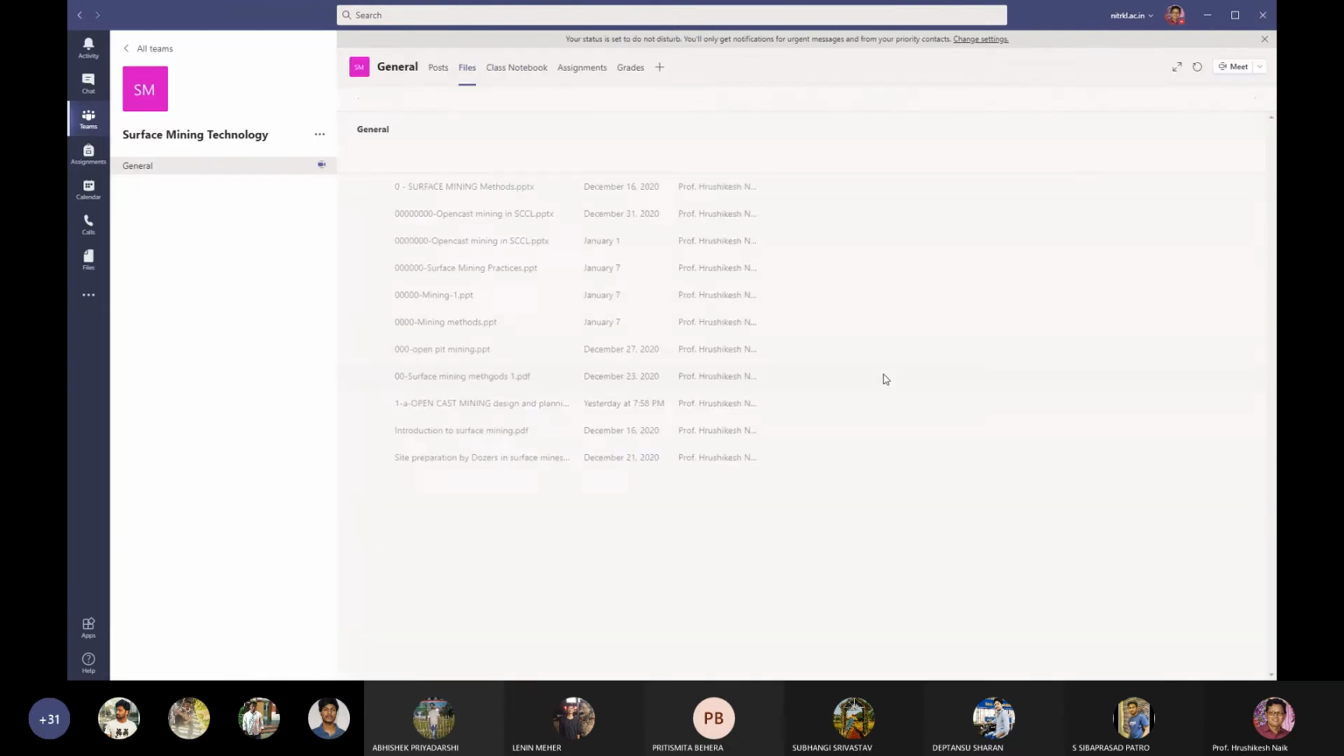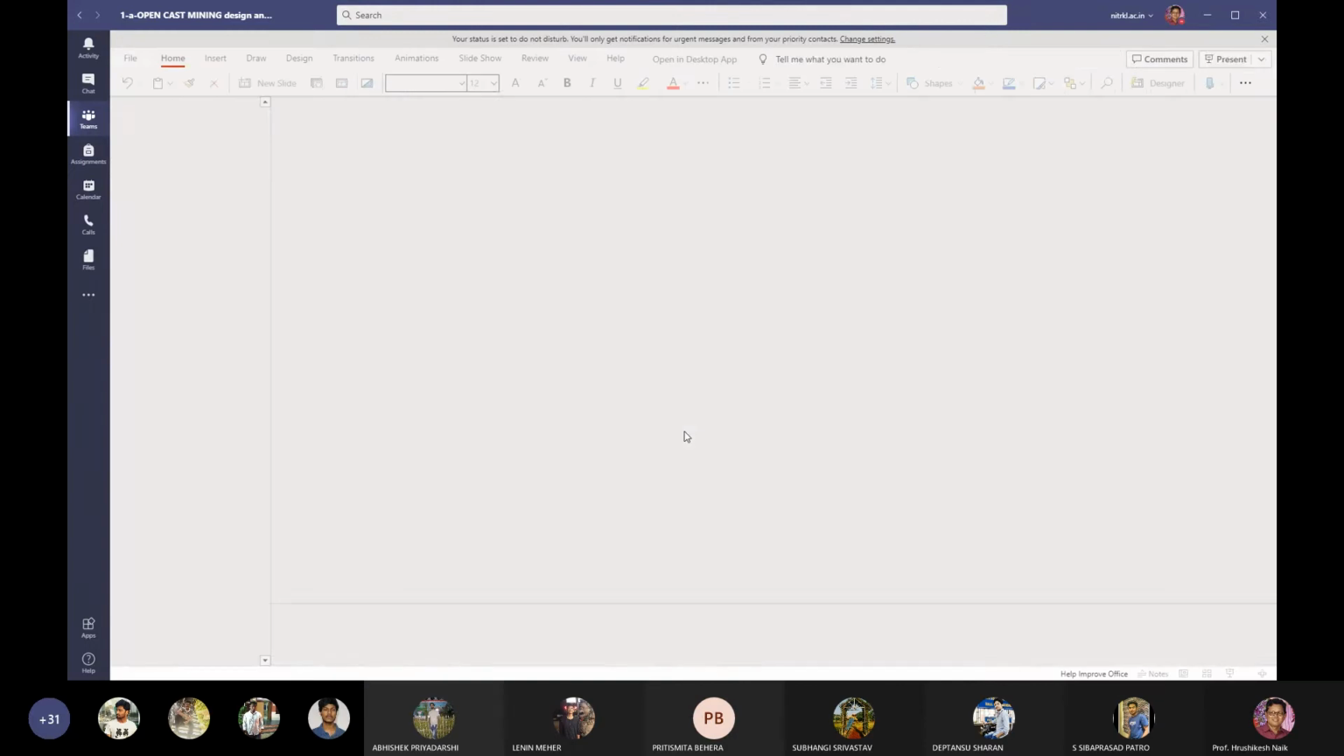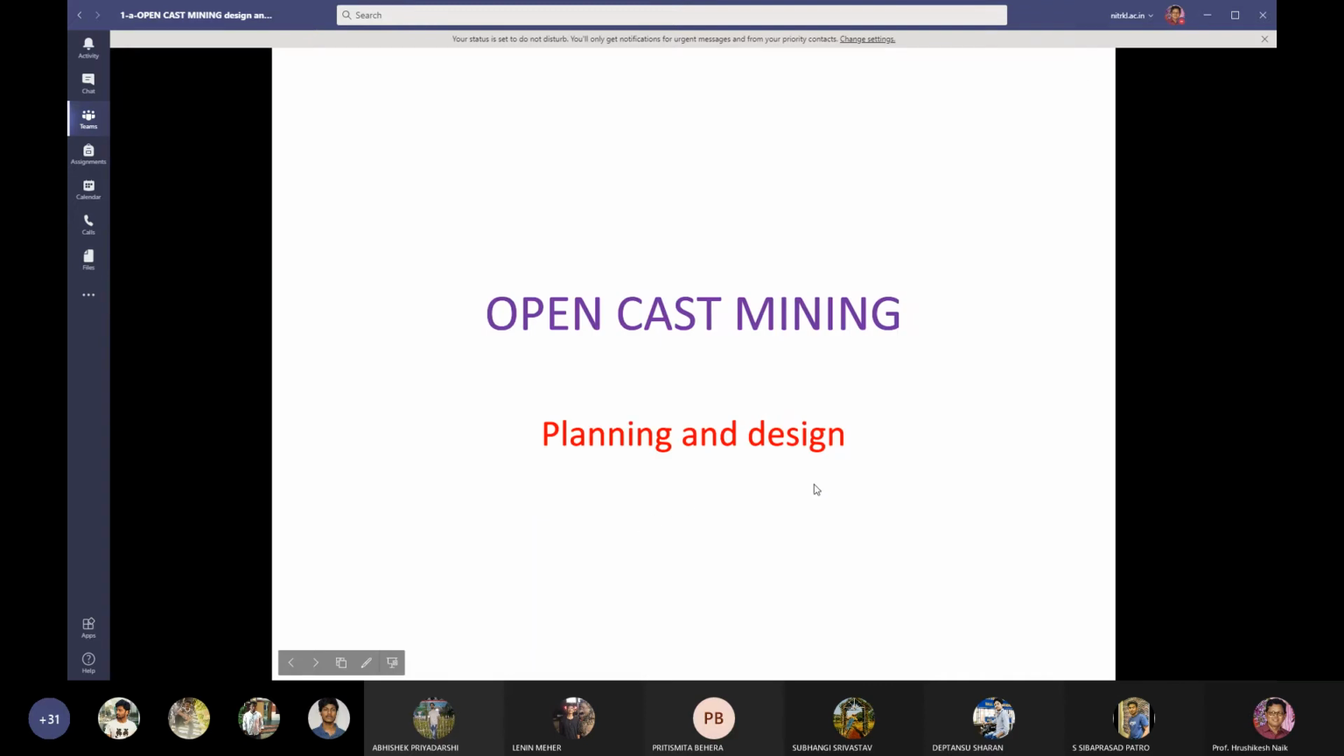Now you have got enough knowledge, an introduction to the subject. Now we can discuss open cast mine planning and design. How to design the open cast mines, how to plan the open cast mines. Okay. So this open cast mining planning and design is the most important part of your study.